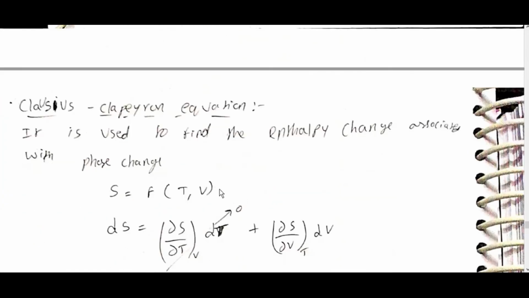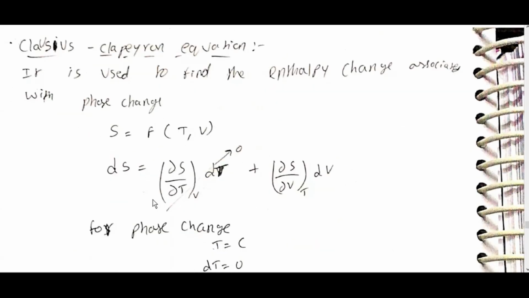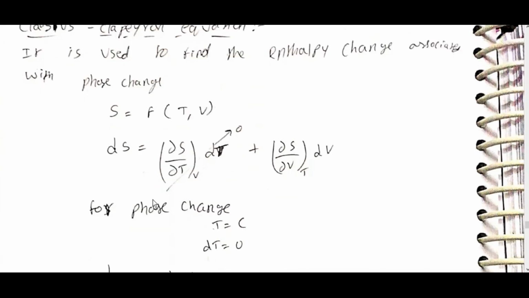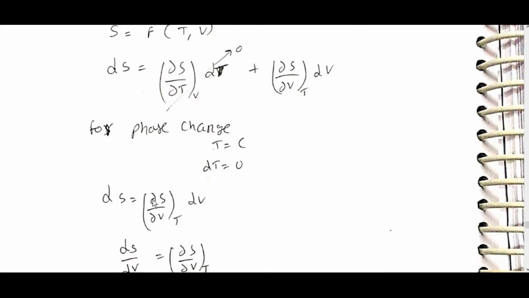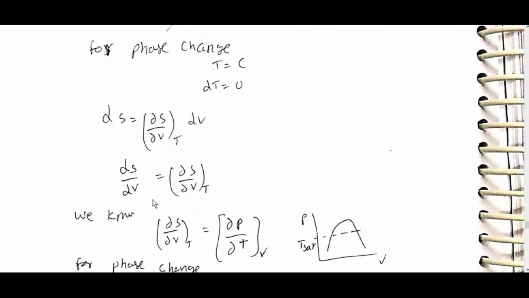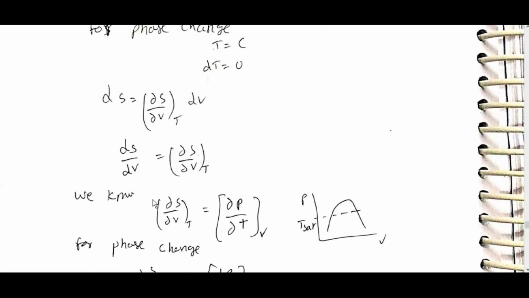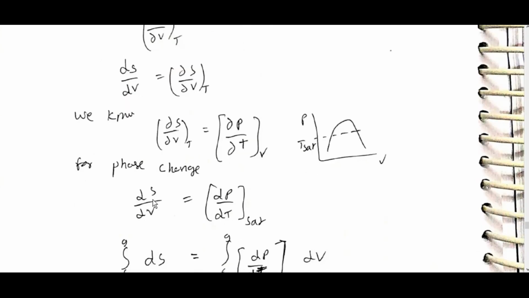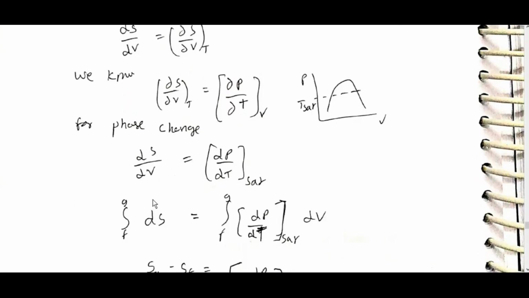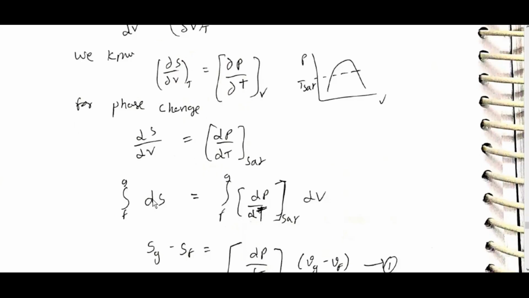Clausius-Clapeyron equation is used to find the enthalpy change associated with the phase change. S is equal to f of T comma V. dS is equal to dou S by dou T at constant volume into dT plus dou S by dou V at constant temperature into dV. For phase change, T is constant, dT is equal to 0, so dS is equal to dou S by dou V at constant temperature into dV. dS by dV is equal to dou S by dou V at constant temperature. We know dou S by dou V at constant T is equal to dou P by dou T at constant volume.